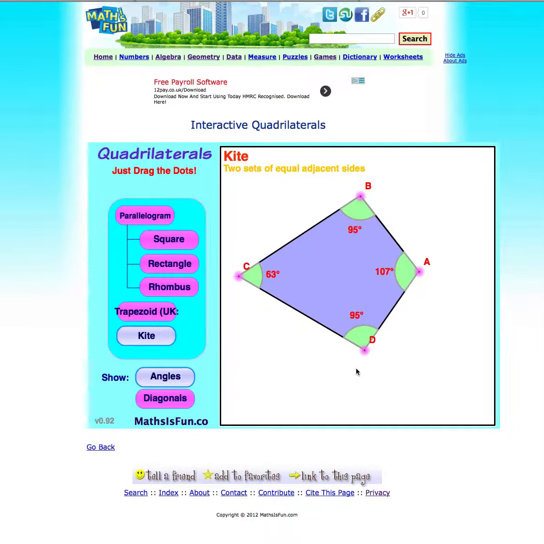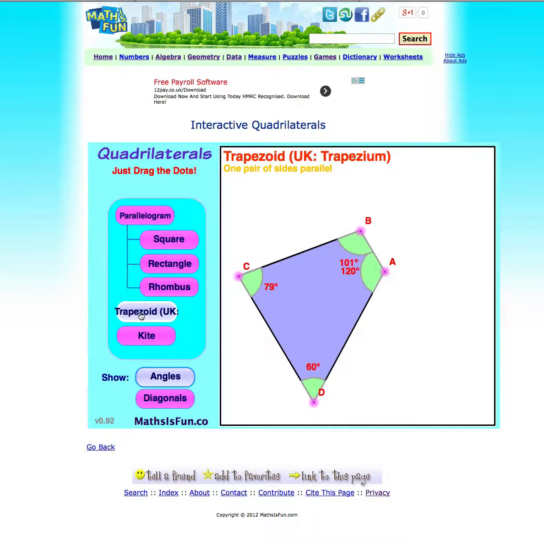And there's another quadrilateral that I haven't mentioned. In the US it's known as a trapezoid. In the UK it's known as a trapezium. And you might like to have a play with this shape and try to work out its properties. And that's triangles and quadrilaterals.